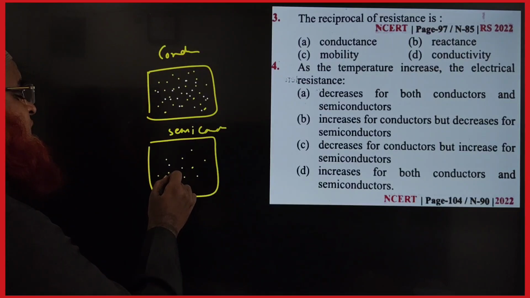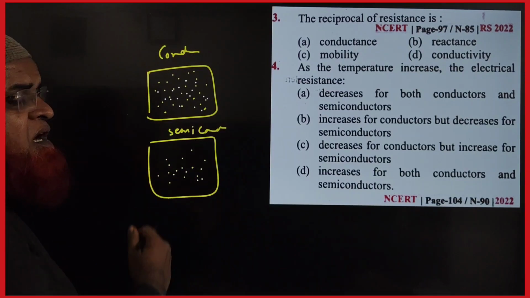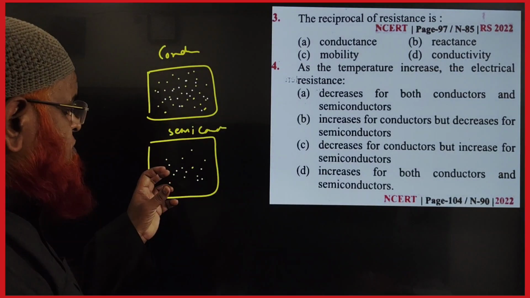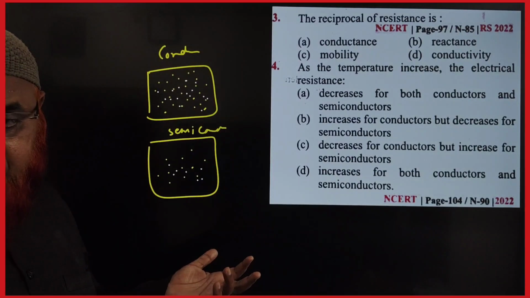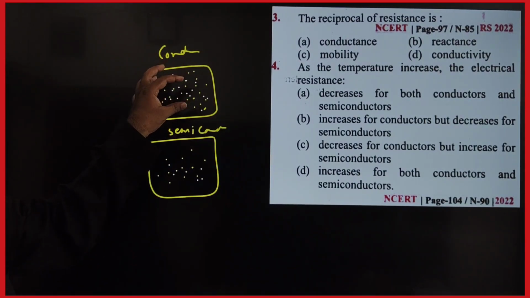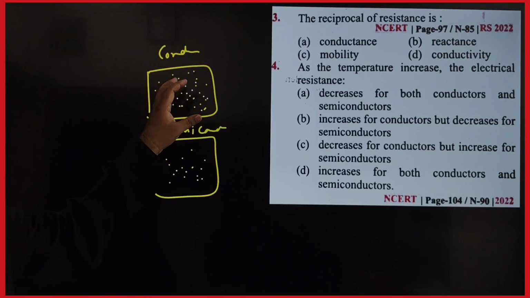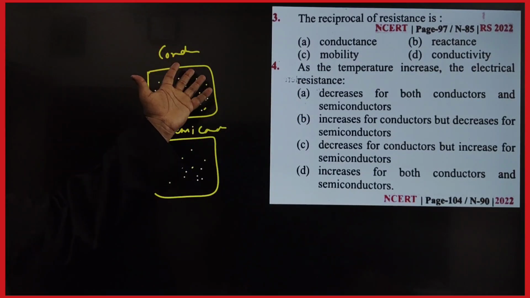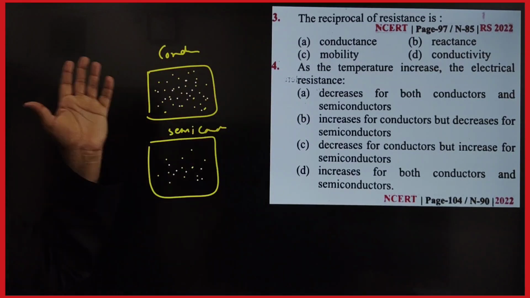If you increase the temperature, a little bit more electrons will be there. So here, what happens? Conductivity increases here. Here already the population, millions and millions of free electrons, are there. If temperature increases, the population still increases, just like a traffic jam. They will not move properly.